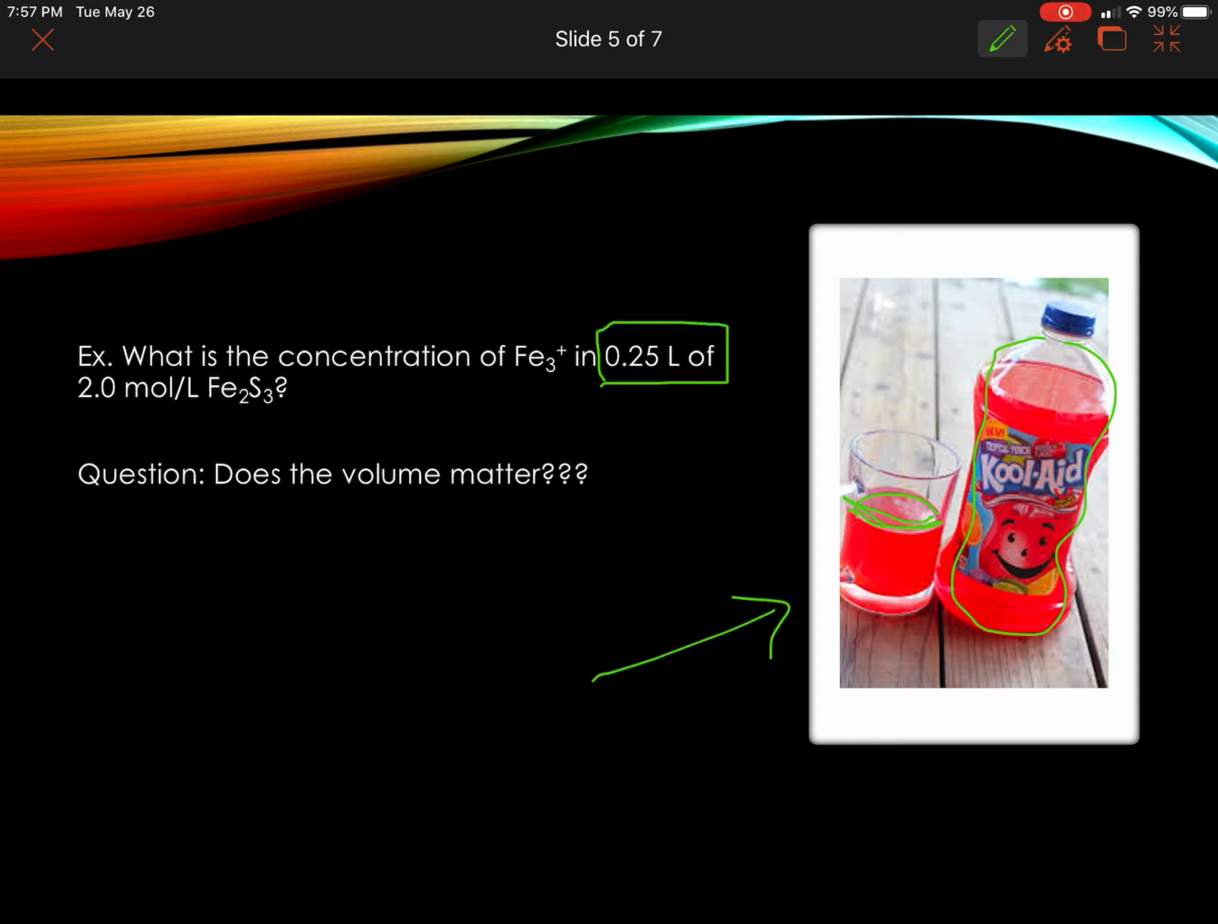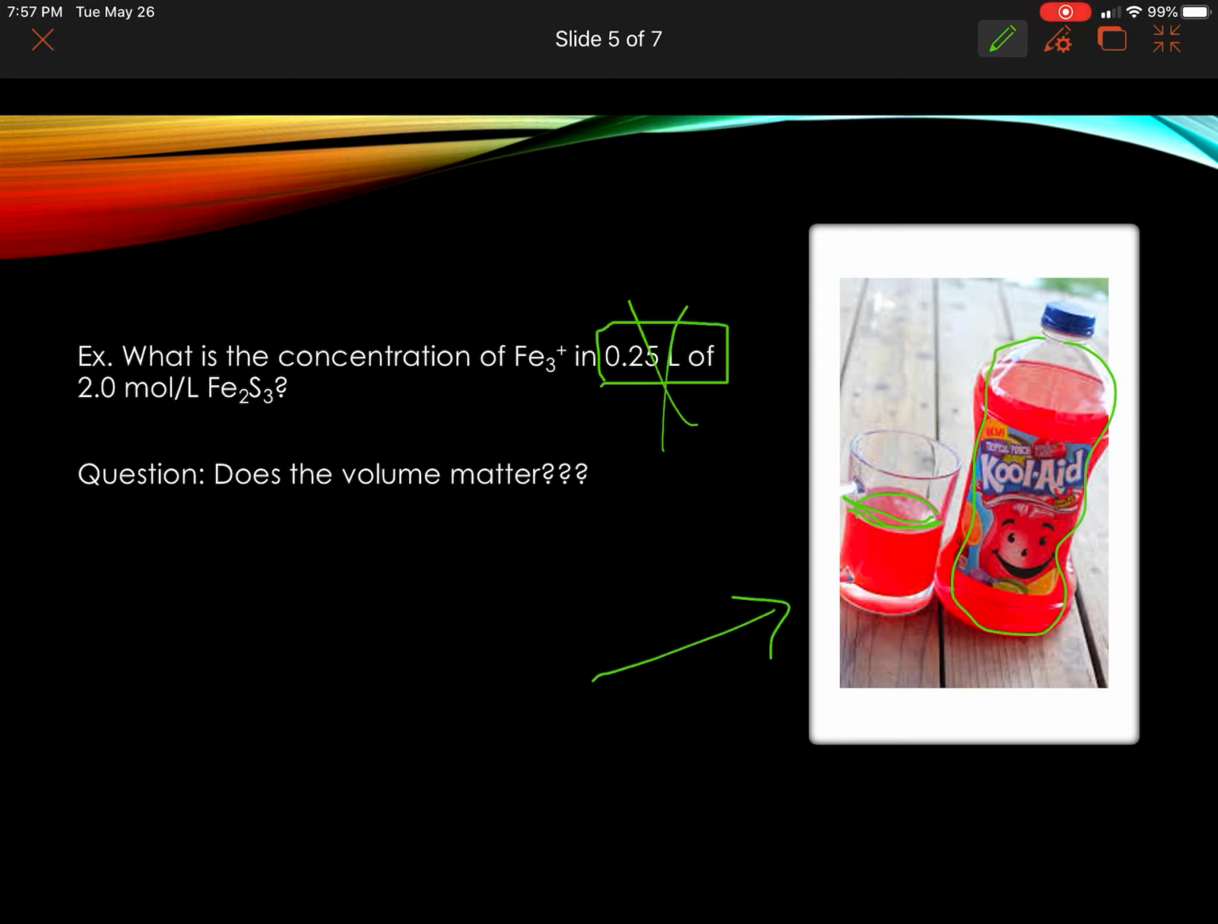Now, this is the original bottle, right? Obviously, we've got a larger volume there, and then someone has poured some Kool-Aid into this glass. Are the colors different? No, the colors are the same. Therefore, the concentrations in this glass and in this bottle are exactly the same, even though the volumes are different. So always remember that. Concentration is just a ratio of the moles of the solute to the liters of the solution. So it doesn't matter how much you have. The concentrations can be equal. So, long story short, you don't need this.